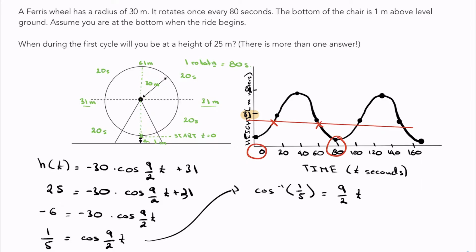Get your calculator out. So 0.2, and I'm going to do the cos inverse of that. Will give me 78.46 equals 9 over 2t. And I'm going to solve for t. Again, I'm going to let you do that calculation. Will be that times 2 divided by 9.